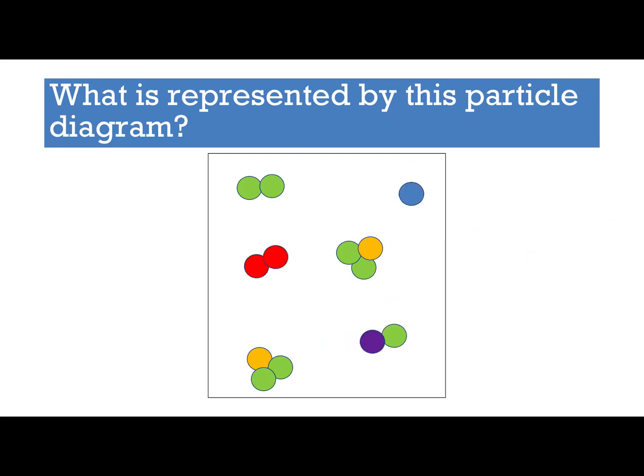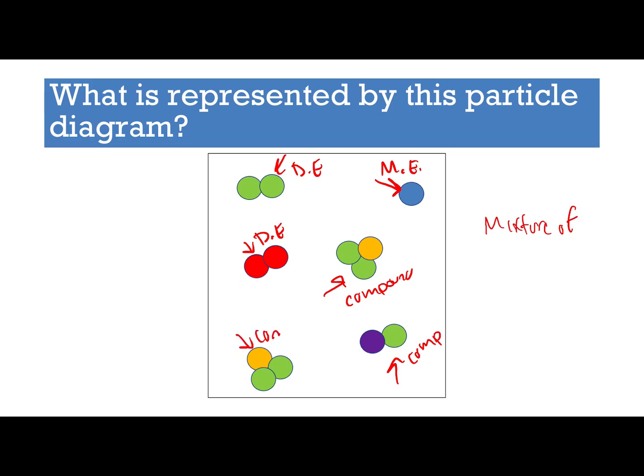Okay. Last type of this type of question, what is represented by this particle diagram? So you should say it's a mixture of, again, label all of your different pieces, monoatomic element. This is a diatomic element. This is a diatomic element. This is a compound. This is a compound. This is also a compound. So we have a mixture of compounds and elements. Yay! Okay.